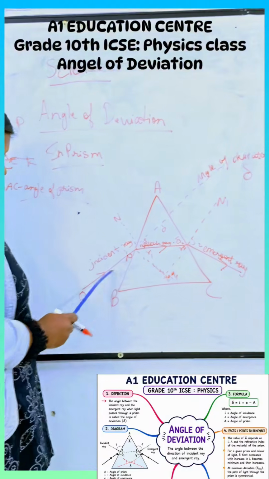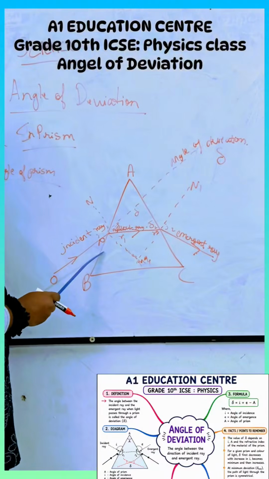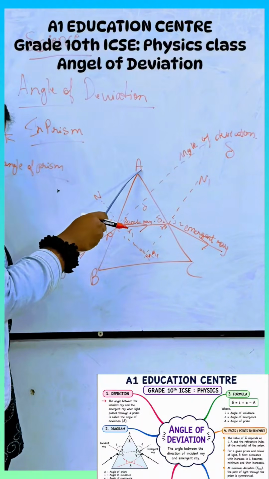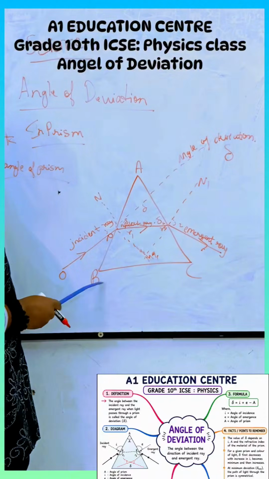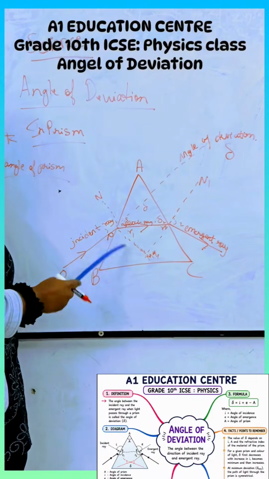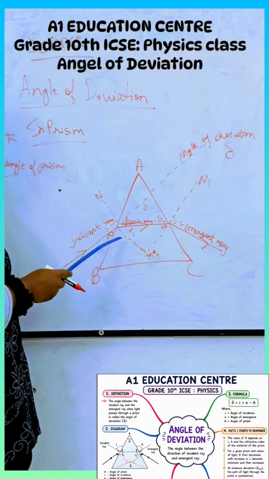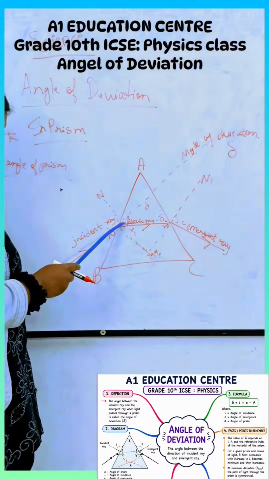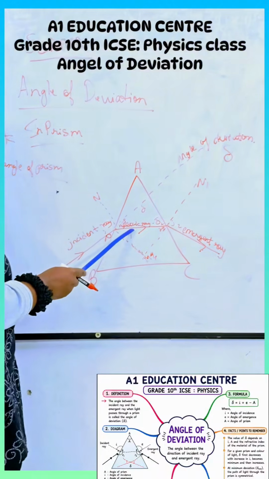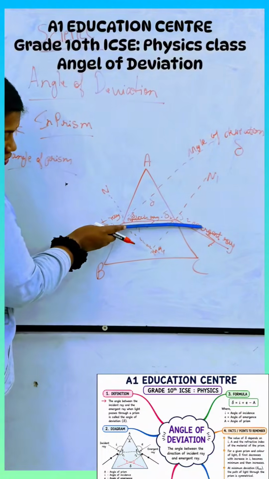Okay. This ray is OP, which is the incident ray. Now, when it falls on the surface AB, how will the ray go inside the prism? Towards the normal, because it is traveling from air to glass. It will bend towards the normal, correct?